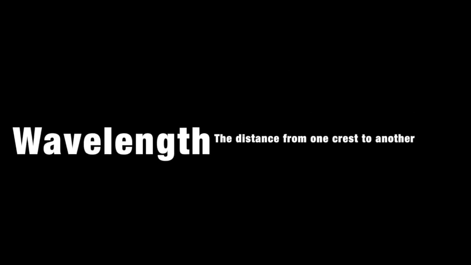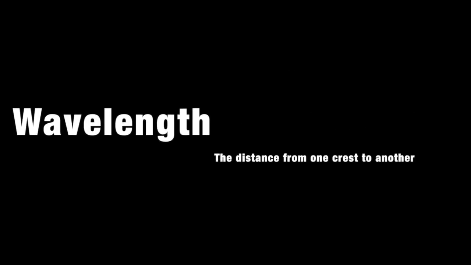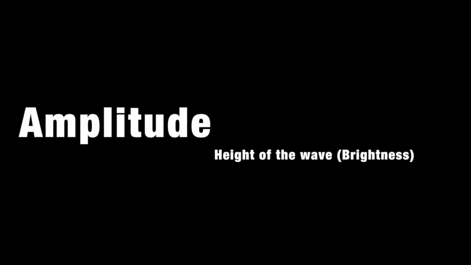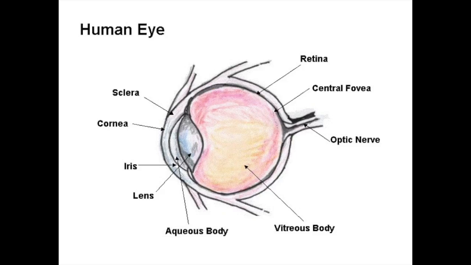Wavelength is the distance from the crest of one wave to the crest of another. Amplitude is the height of the wave. The larger the amplitude, the brighter the light appears. Purity is the number of wavelengths that make up the light. The fewer the wavelengths, the purer the light.